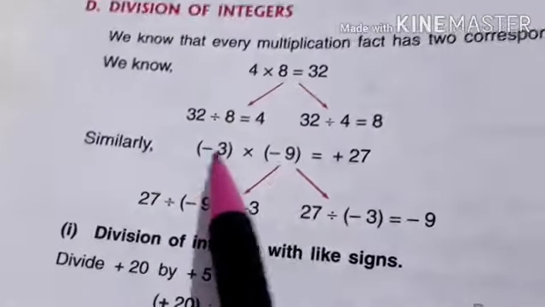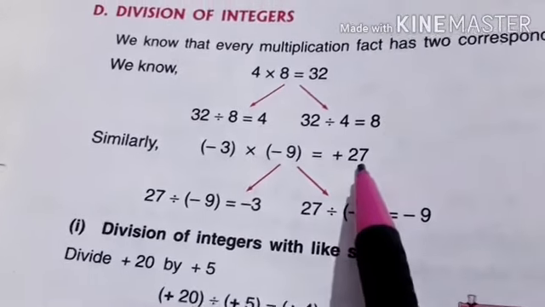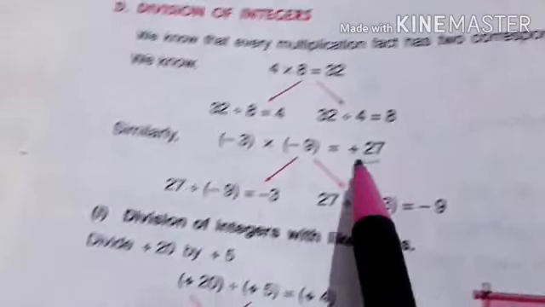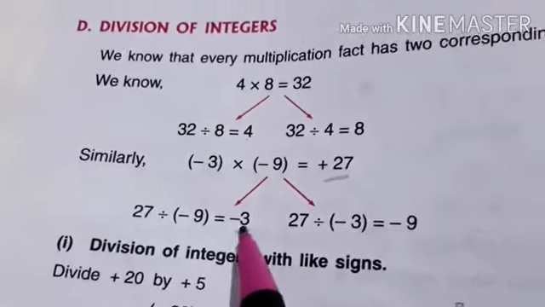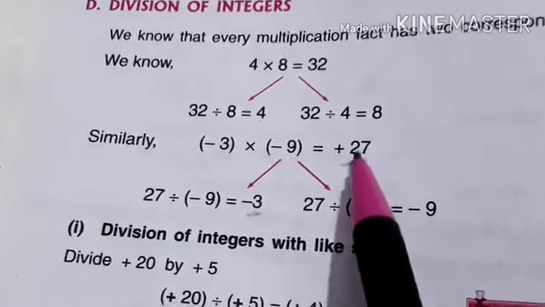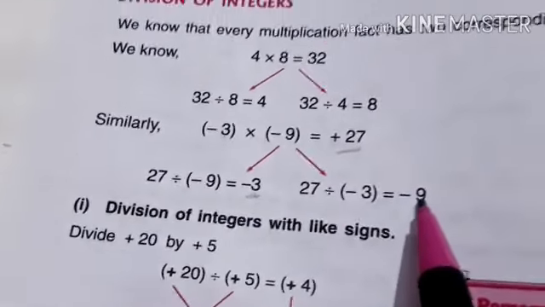In the case of negative integers, see, minus 3 into minus 9 is equal to plus 27. Then you see plus 27 divided by minus 9. What will be the quotient? Minus 3. Then another division fact is 27 divided by minus 3 is equal to minus 9.